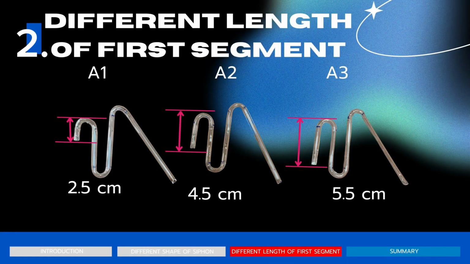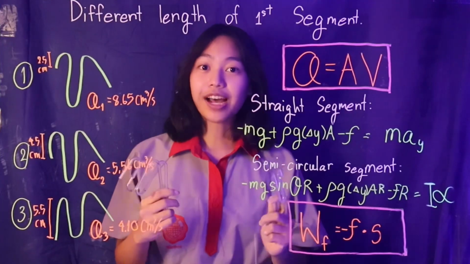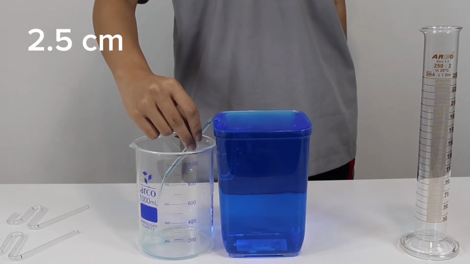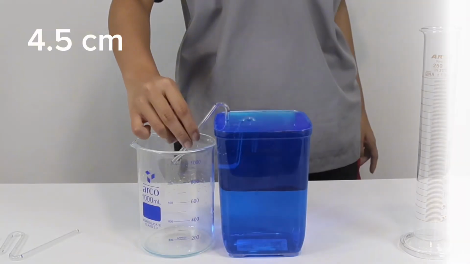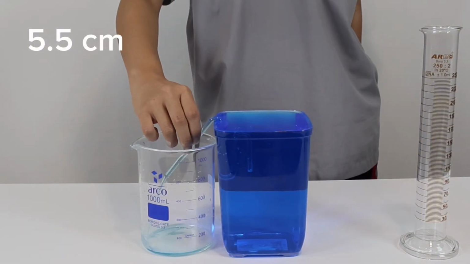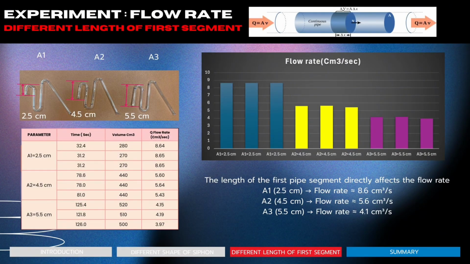Now we're going to do an experiment on different lengths of the first segment: 2.5 centimeters, 4.5 centimeters, and 5.5 centimeters. So now I have three siphons: the shortest, the medium one, and the longest. Then we record the result. From the result, you can see that the average flow rate of A3, the longest siphon, was the lowest, while the shortest siphon had the highest flow rate.